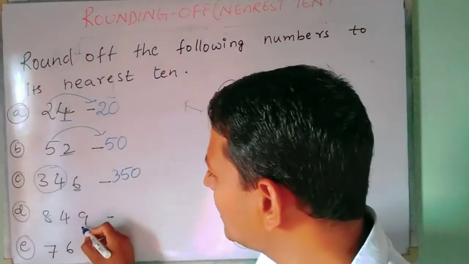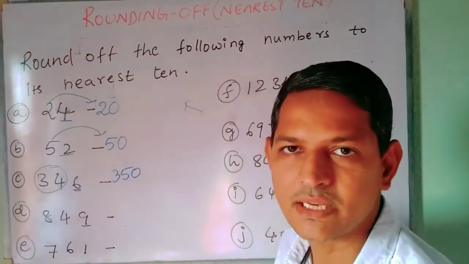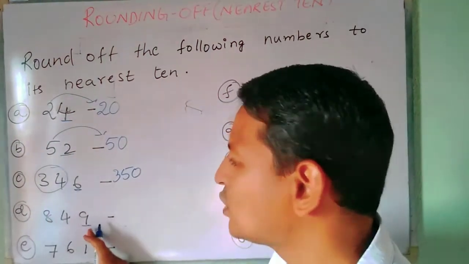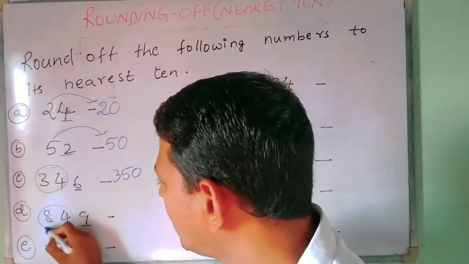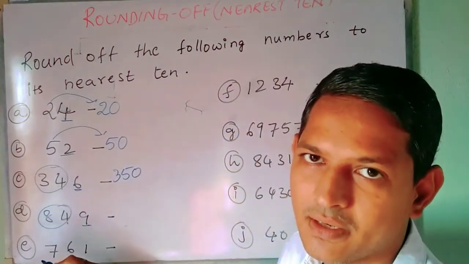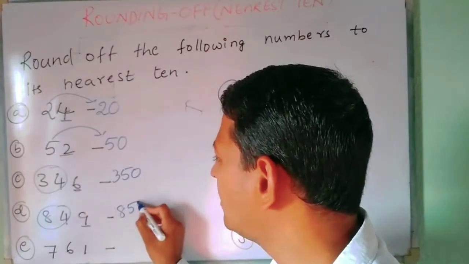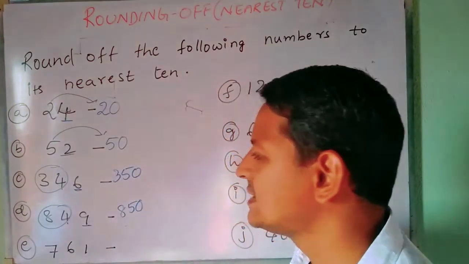Here the digit in ones place is 9. Is it more than 5? Yes, it is more than 5. So when it is more than 5, we need to add 1 to the number which is here. It is 84. For 84, 1 is added, it becomes 85, and in ones place we need to place 0.